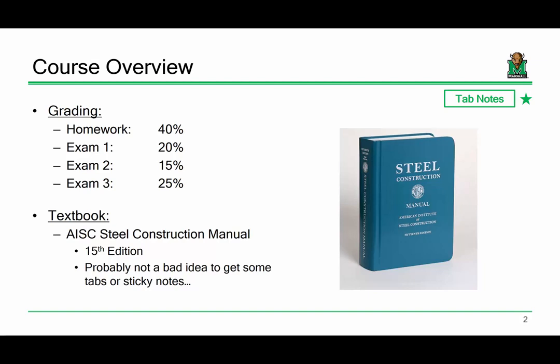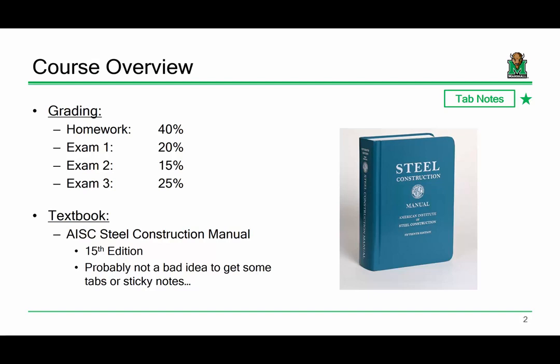Here's the grade distribution. This might seem a little weird that exam two is worth less, but exam two has just connections on it, and it is somewhat of a shorter exam in terms of content, so it's just not as big. In terms of textbooks, again, I don't require a textbook for this class, but I do require that you get the manual. I sent an email out to everybody sort of going through that.